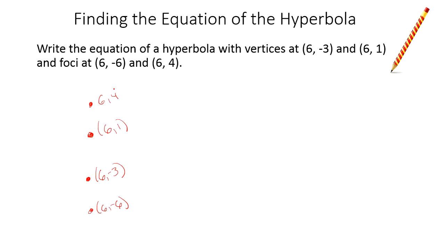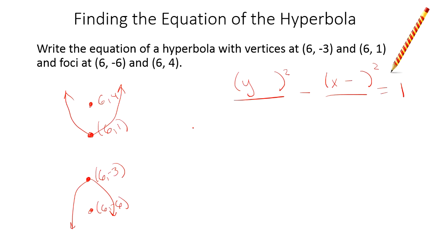So I do know that I'm going to have them going like this, right? Because my foci need to be in the middle of my two hyperbolas. So I do know that I'm going up and down, so my y is going to be first in my hyperbola equation. I'm going to be equal to 1.